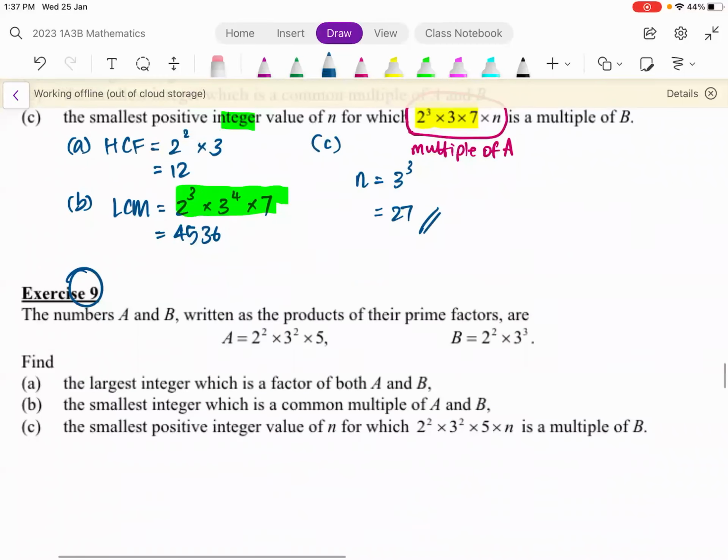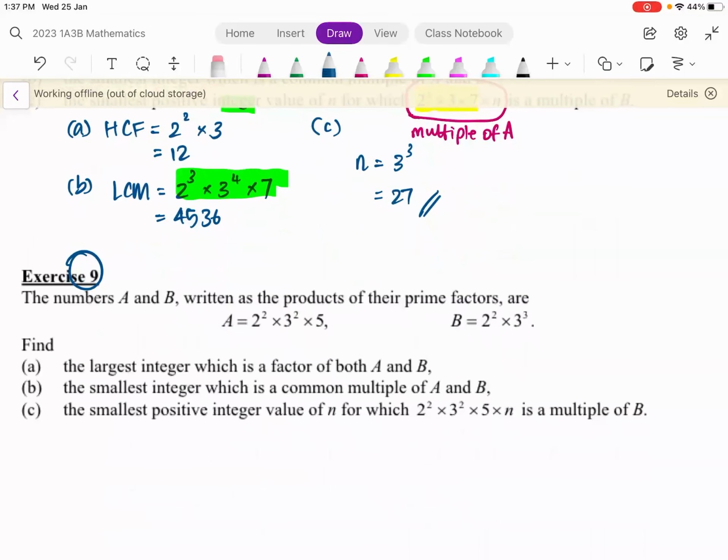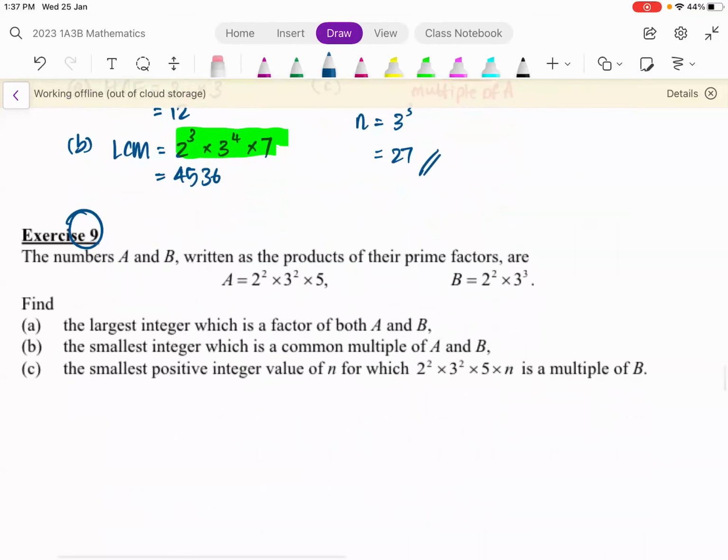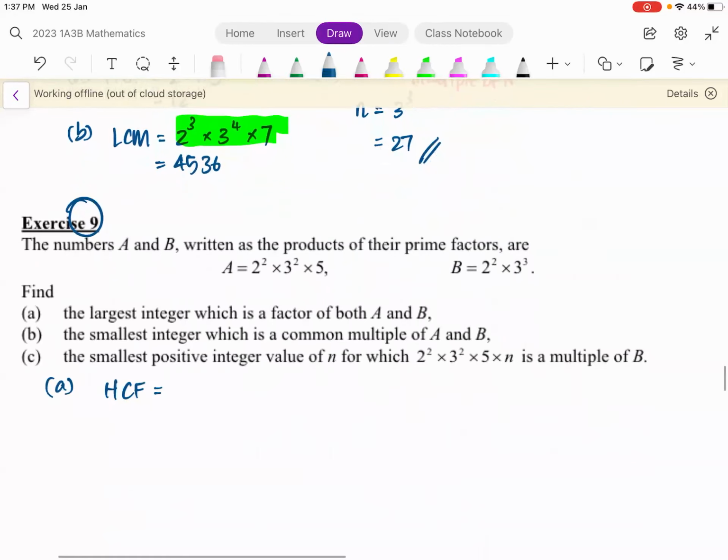Okay, so exercise 9 is also your homework. Find the smallest integer, which is a factor of both A and B. Part A, we are looking for HCF. Of these two numbers, we've got our 2 square, we've got our 3 square. So 6 square is 36. Part B, we want our LCM. 2 square, 3 power 3, and 5. How much? 540. Okay, thank you.